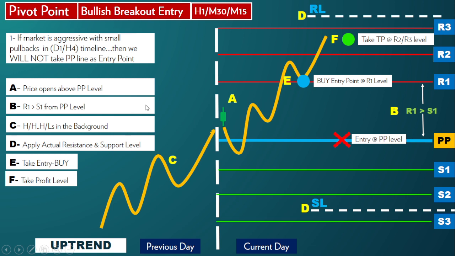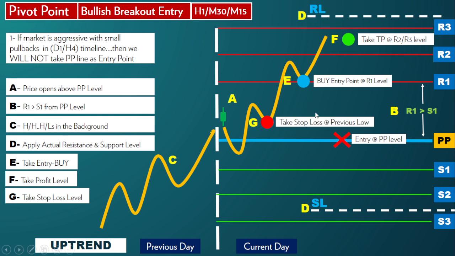Next, where we take profit level. So you will take profit level at somewhere R2 or R3. So somewhere here you can take your take profit entry and make sure your resistance level is still away from these R2 and R3 level. Now for our risk management, where do we put our stop loss? So you can take your stop loss at a previous low over here or maybe over here. You can take at both these places. So this is where you take your stop loss at previous low.